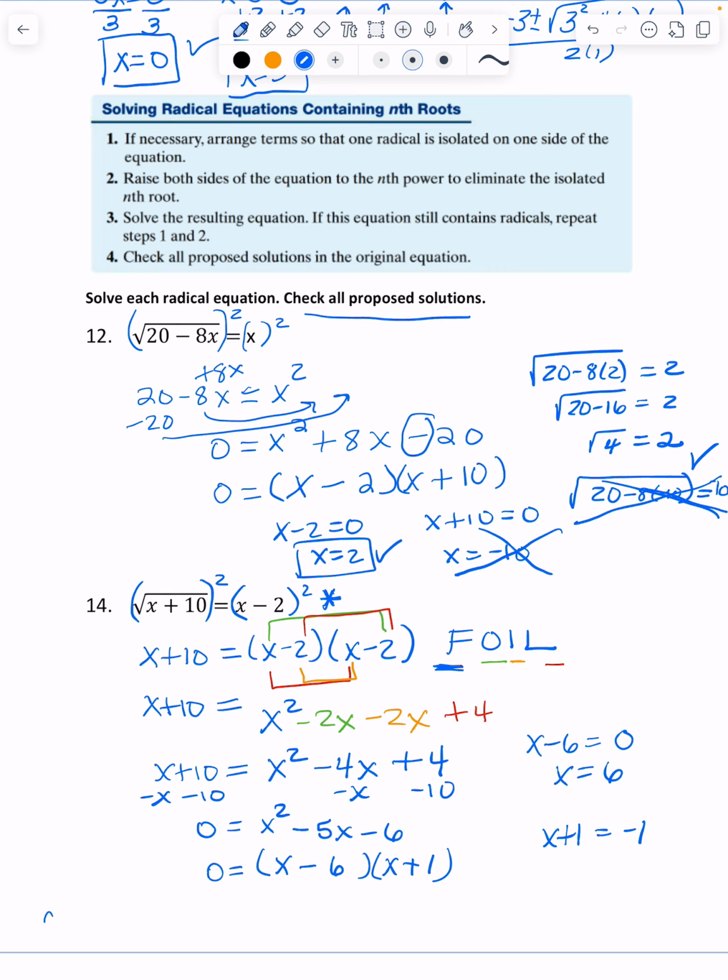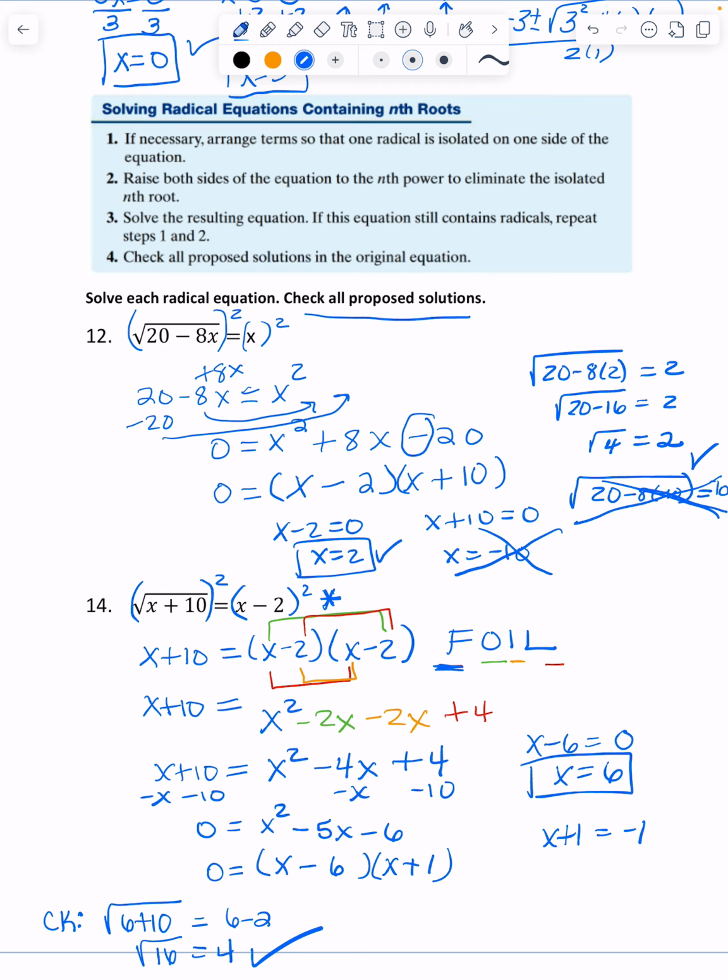So let's check them real quick. We must check all proposed answers here. So I'm taking the original problem. I'm going to start off with my first answer of 6. It's x plus 10, so that's 6 plus 10 equals x minus 2. And I get the square root of 16 is 4, so that checks. And so this first answer, x equals 6, is a good answer.